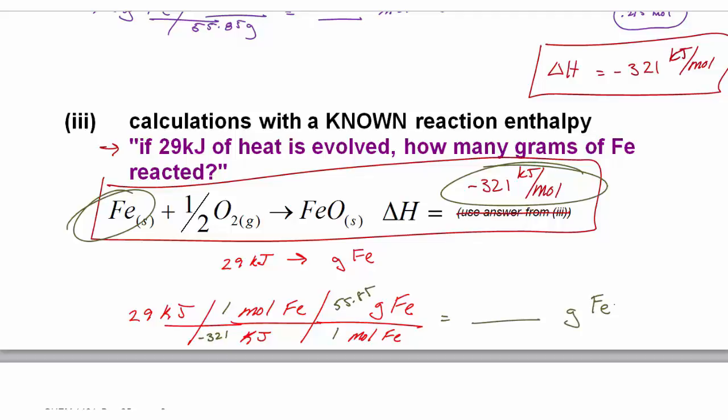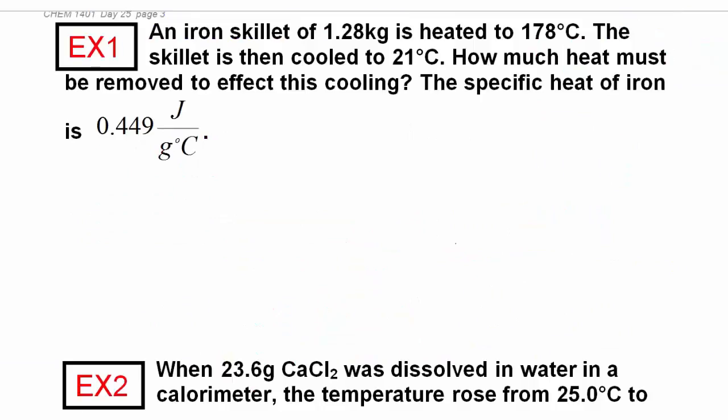(29) divided by 321 times 55.85. And I'm just dropping the negative sign because I can't have negative mass. So about 5 grams of iron. So here's a bunch of problems. See if you can get the same answer as me.